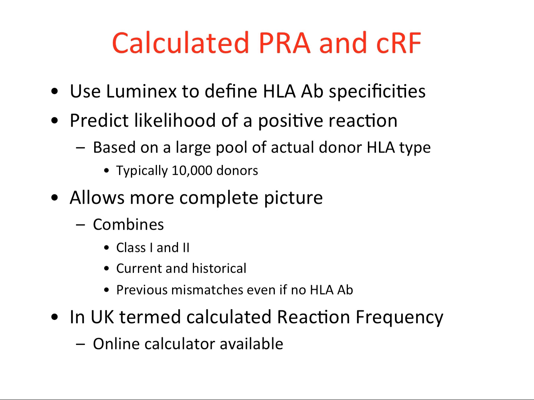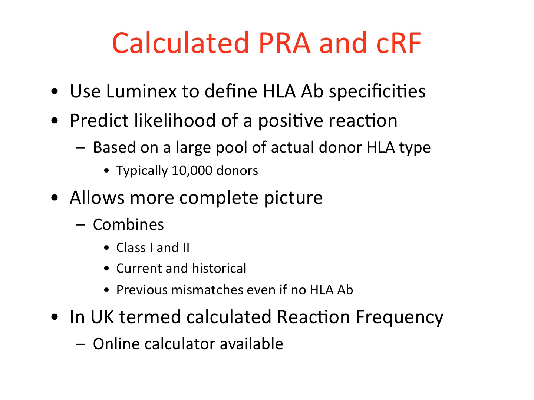So what we've tended to move to now is what in the US they call a calculated PRA, and what in the UK we call a calculated reaction frequency. They mean roughly the same thing. So we use the Luminex single-antigen beads to define precisely the HLA-specific antibody. Then we predict the likelihood of a positive reaction based on a large pool of actual donors from the UK transplant registry, and it's typically a pool of 10,000 donors.